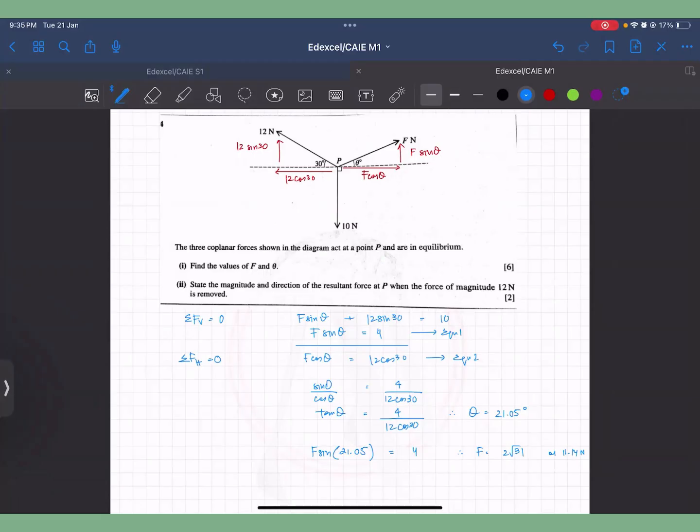State the magnitude and direction of the resultant force at P when the force of 12 Newton is removed. State the magnitude and the direction of the resultant force at P. So if this 12 N force is removed, we have to find the magnitude and direction of this, what do we say, resultant force. So it's the same old thing.